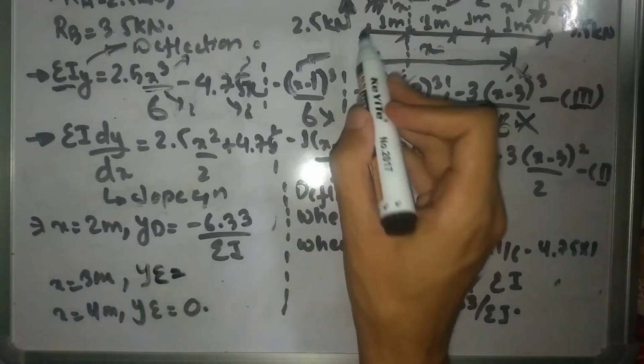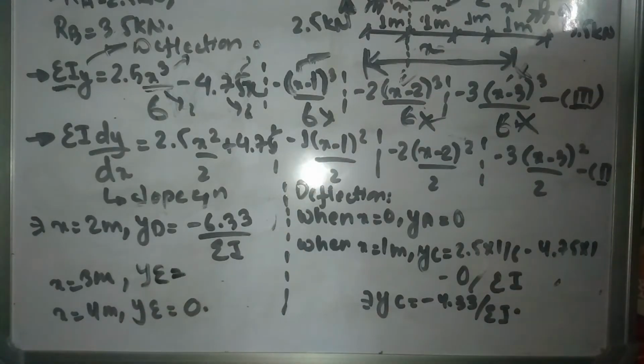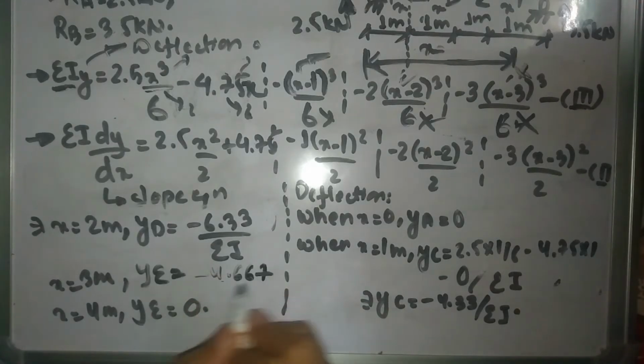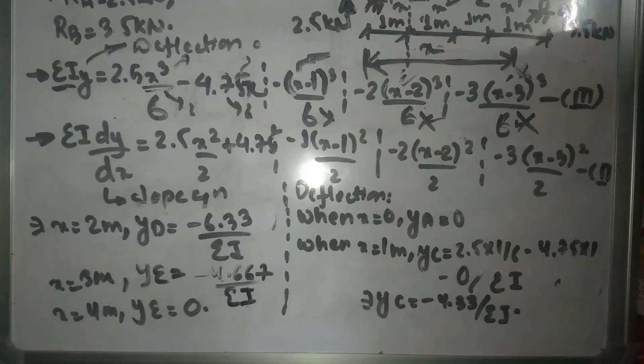So when we have 3 meter, we're going to raise ye, we're going to get our value of ye as minus 4.667 divided by EI. So in this way we can calculate our deflection. So we're going to do the same for our slope as well.